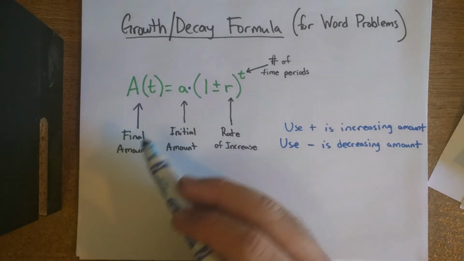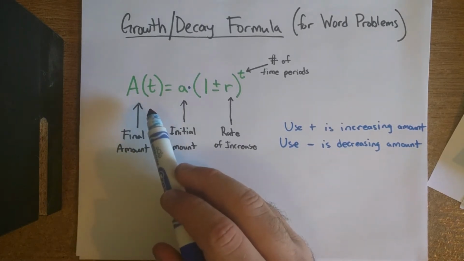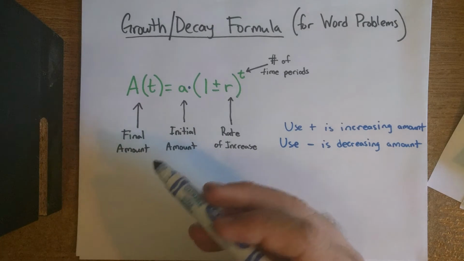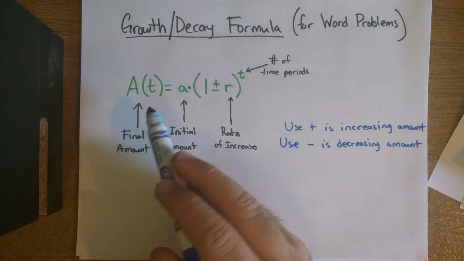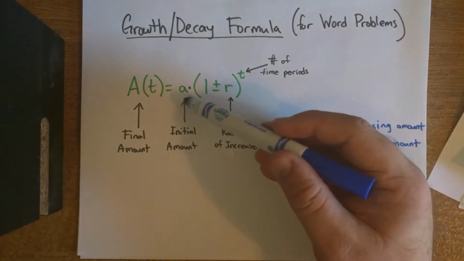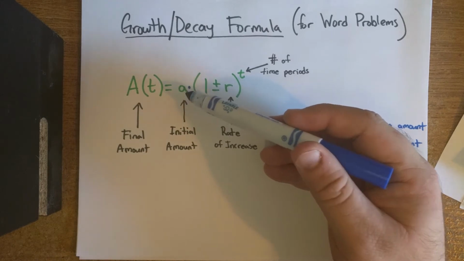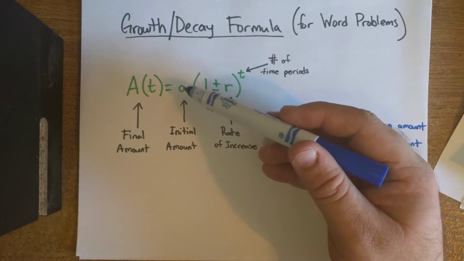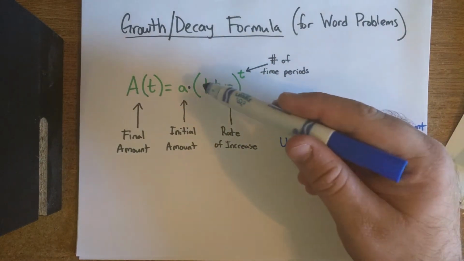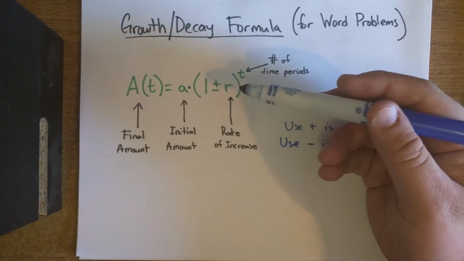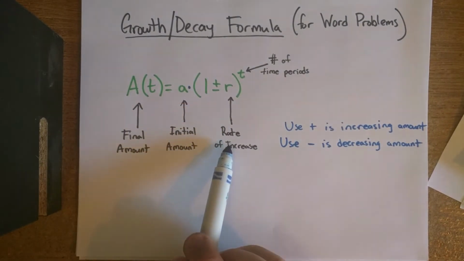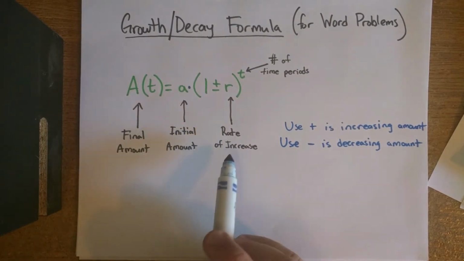Now, A of t is your final amount of whatever you're looking at. It could be money, it could be bacteria, like measuring the growth rate of bacteria, carbon half-life. There's a lot of applications with this formula. Little a is your initial amount. It's how much you start off with in the problem. So whatever you're starting off with should go right here on the outside of the parentheses. 1 is just your number 1. We'll get back to the plus minus in a second. But r is your rate of increase. Now I say rate of increase, but it might also be your rate of decrease.